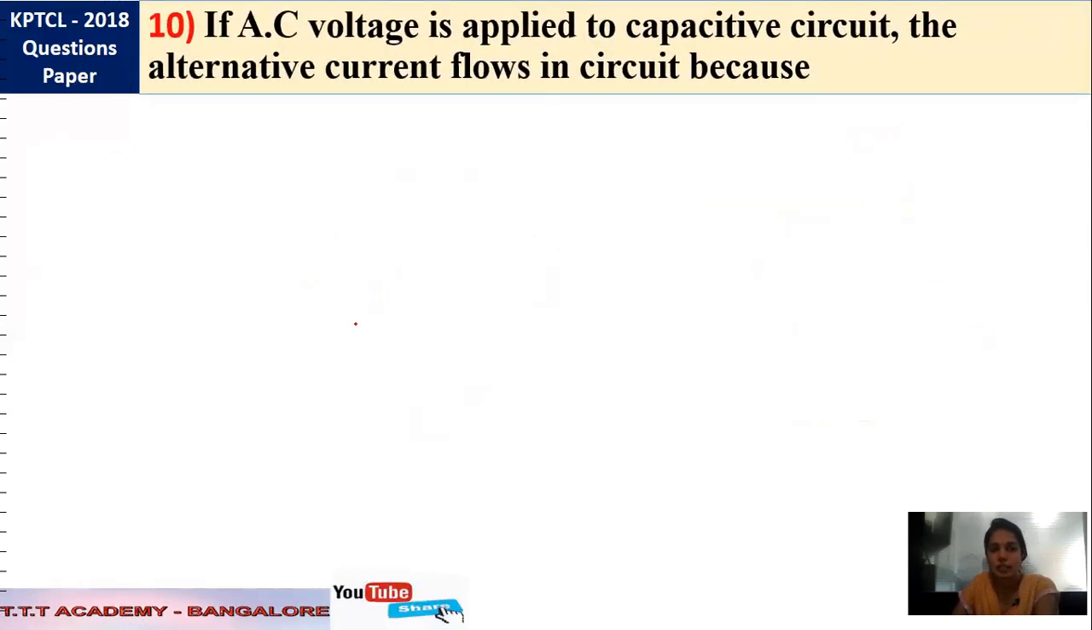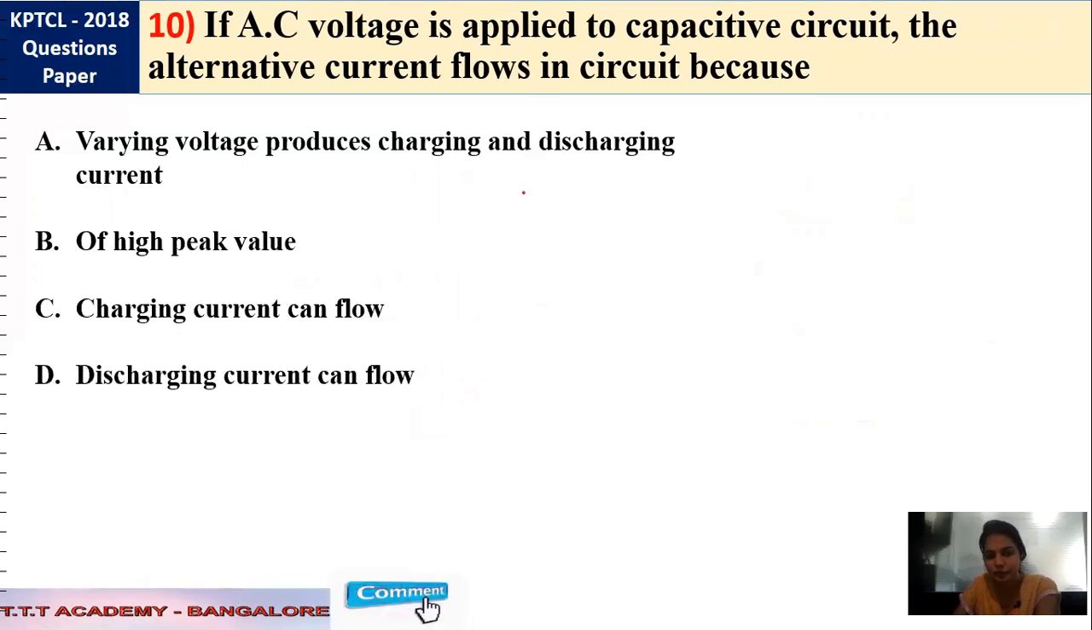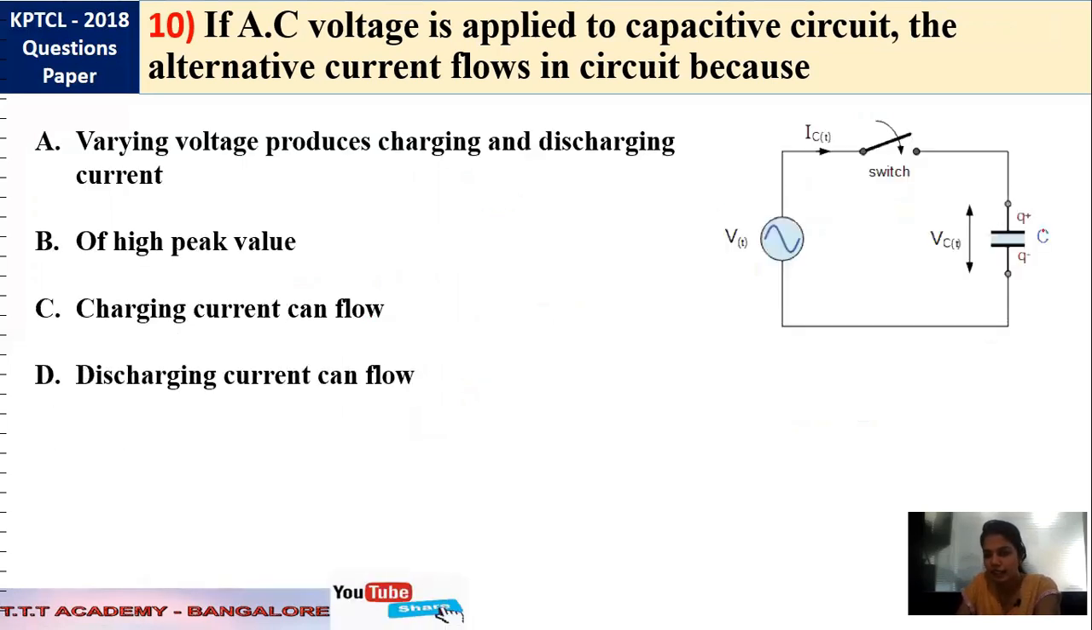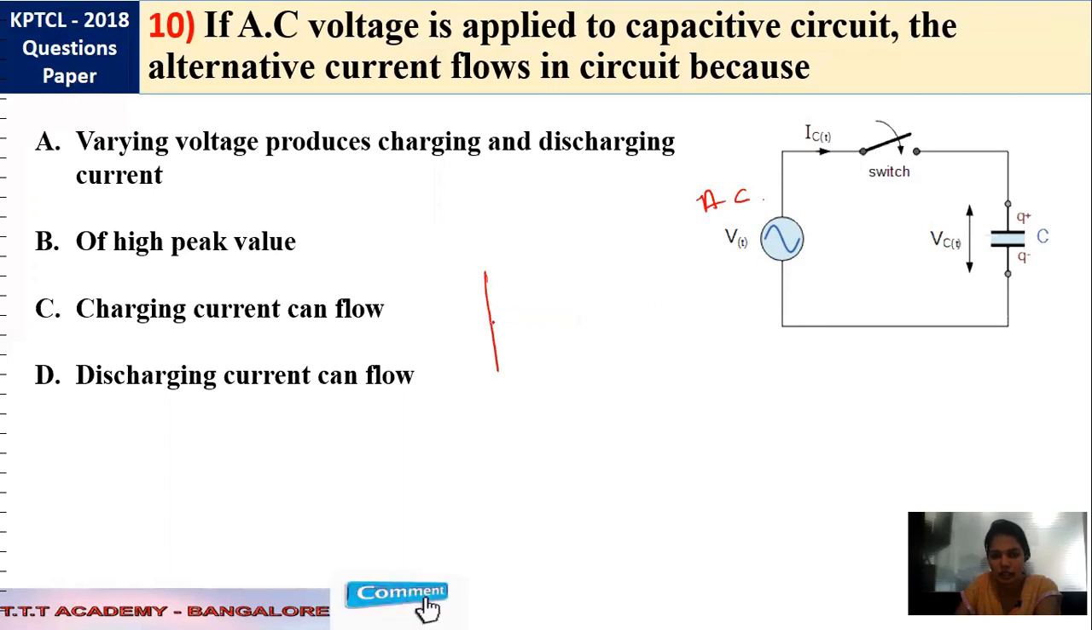So the 10th question is, if AC voltage is applied to the capacitive circuit, the alternating current flows in the circuit because. Consider a capacitor which is connected to an AC voltage source. So this is what the AC voltage source is.